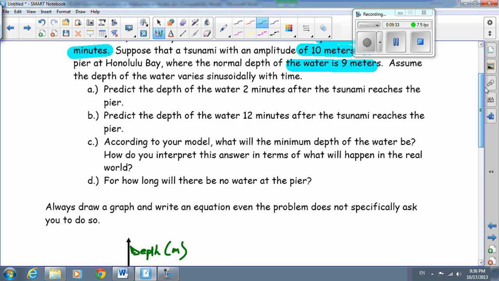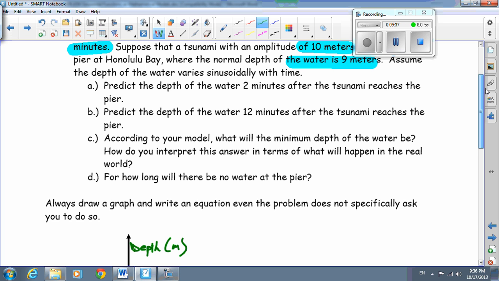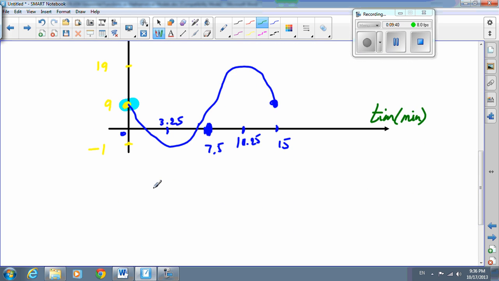Alright, the first question says, predict the depth of the water 2 minutes after the tsunami reached the pier. What you can do is figure out the equation. To figure out the equation, I would say d is equal to, and there are multiple ways of solving this. Since we know this point, I'll pick it: the midline is 9, the amplitude is 10, and I'm going to use sine because I'm picking this point. Because it goes down from there, I put negative. Inside, since it's not shifting left or right, I will just have t. However, I need to know what b is. To find b, I know the period is 15, so b is 2 pi over 15, and I cannot simplify that, so I will leave it as 2 pi over 15.